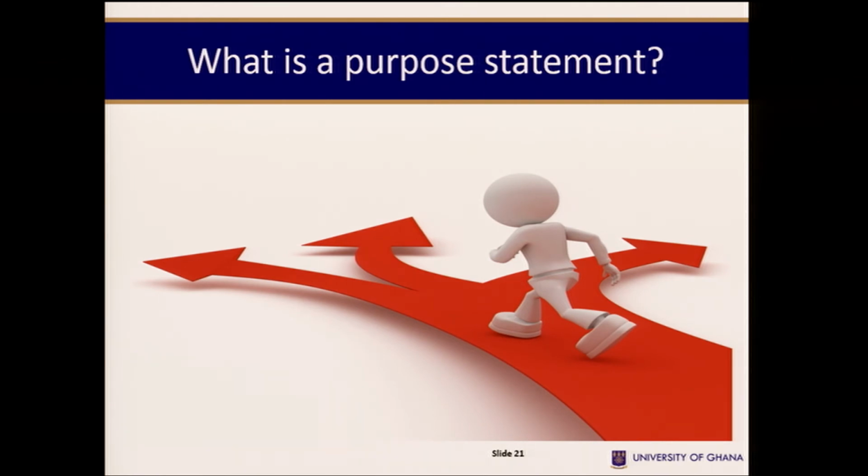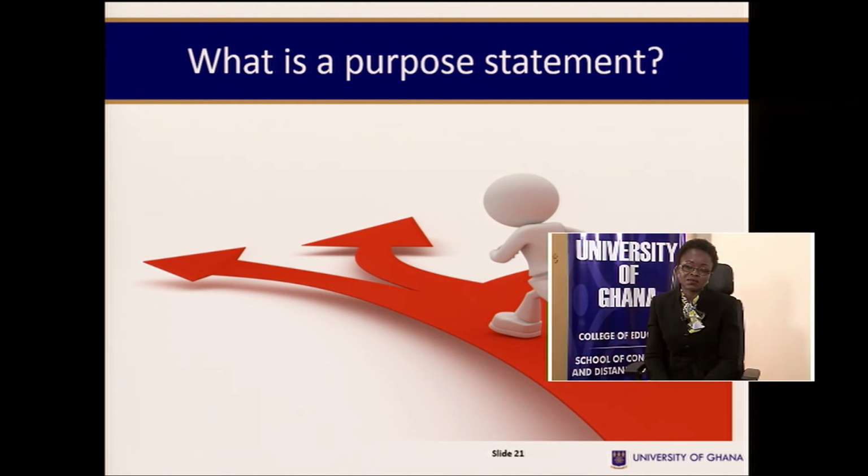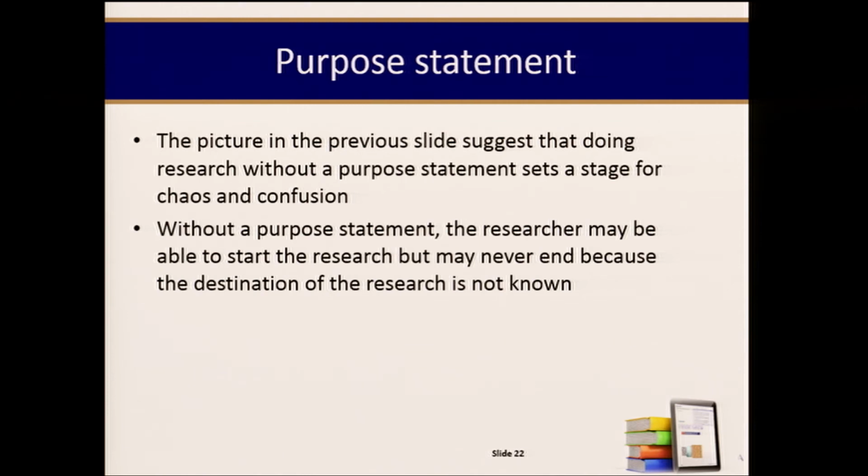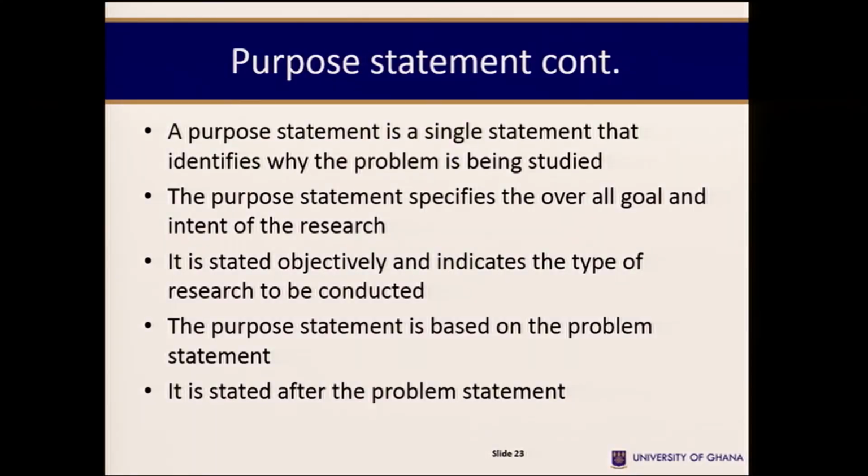If you look at this picture, there's somebody running on some lines that have 3 arrows at the end. So if you are doing a research without a purpose statement, what that means is that you are running without a purpose. You get to a point and you don't know where to go. So without the purpose statement, the researcher may not be able to even start the research. Sometimes you may be able to start, but you cannot end it because you don't have a purpose. So that tells you how important it is to have a purpose statement in your research.